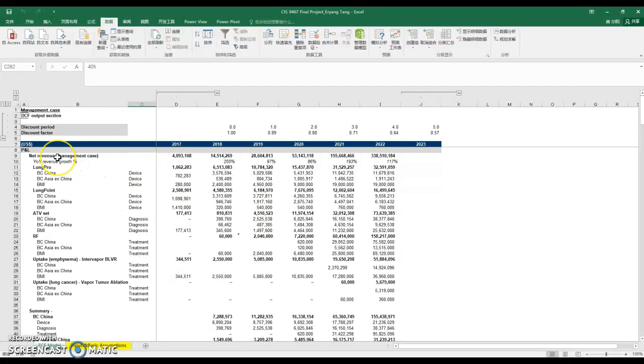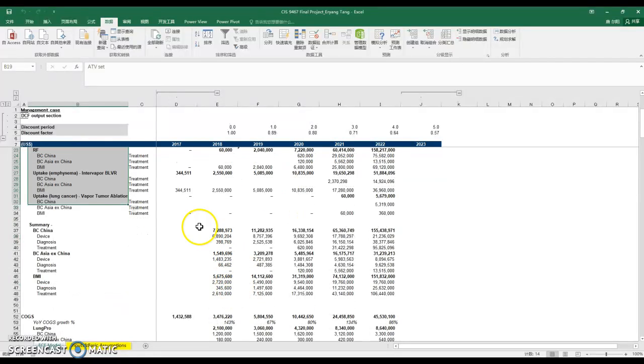So the first part is about the net revenue driven by LungPro, LungPoint, along with its consumables. So there's a summary divided by its subsidiaries. It has 3 main subsidiaries. The first one is VC China, which basically concentrates 80% of its business, and also VC Asia, BMI, which is its subsidiary, focuses on the market of the United States and Europe.